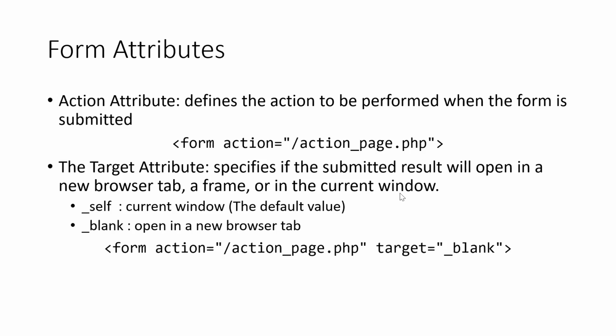For the target attribute, if you want to have it, you can have some other values. For example, whenever you click, it will load in the same page. For that case, you can use underscore self. But let's say you want it in a separate web browser window, then we will say underscore blank. So here, for example, we have the form. This is the place where the data is processed, and this is how it opens. It opens in a new browser tab.